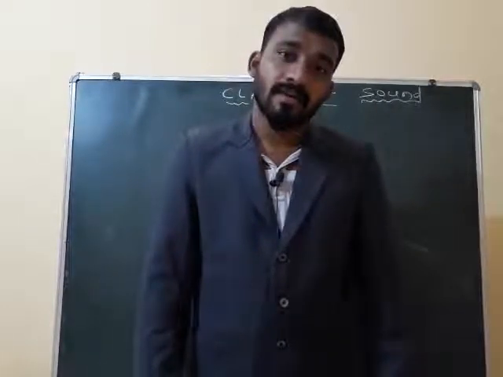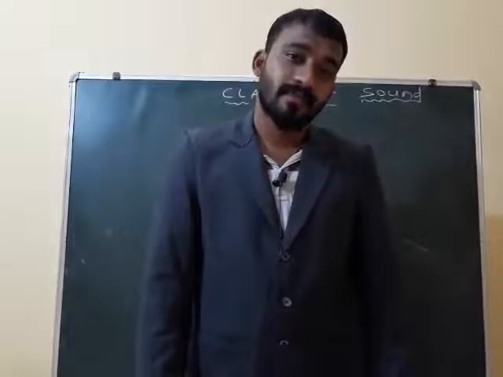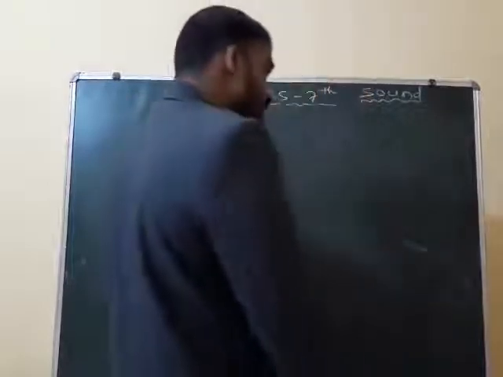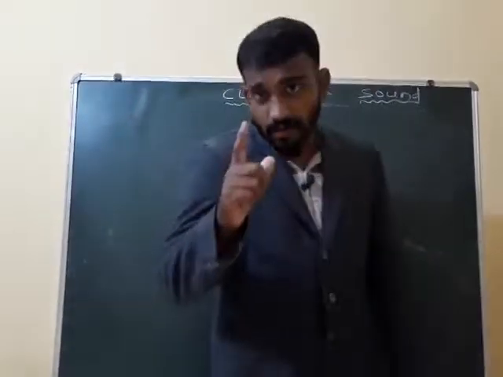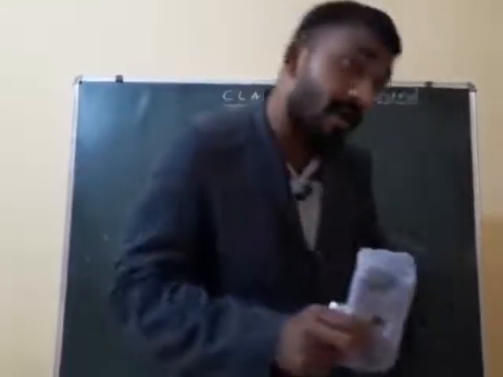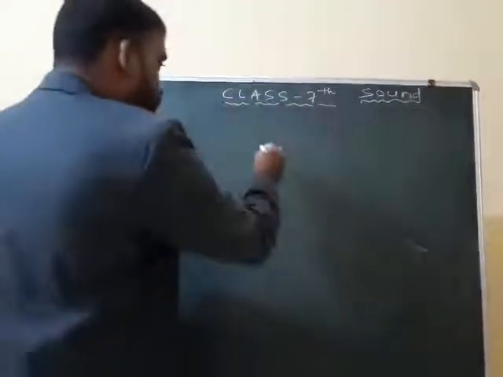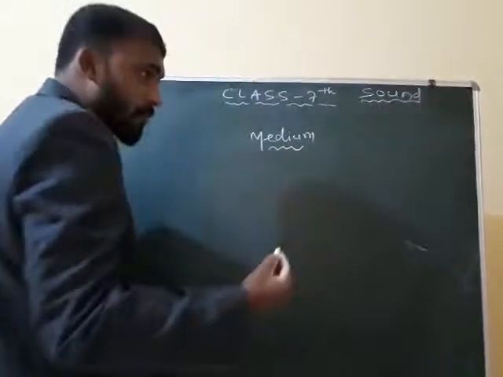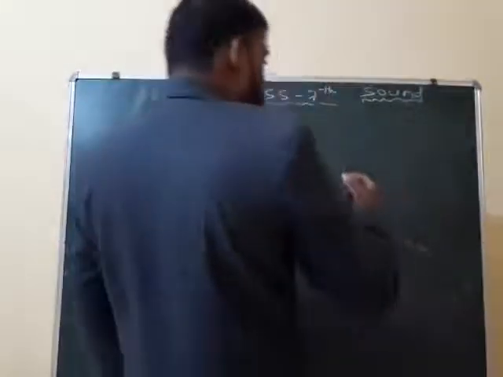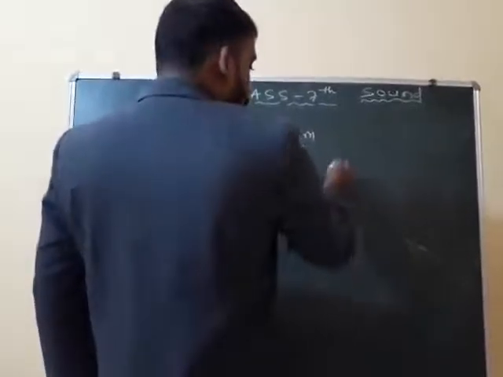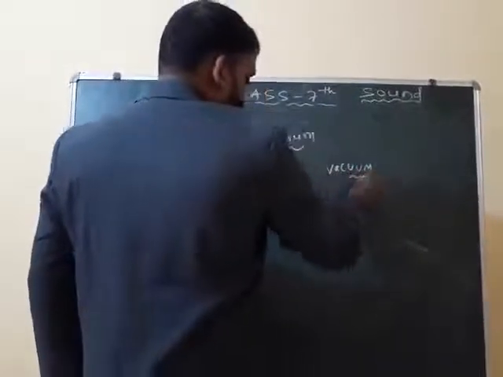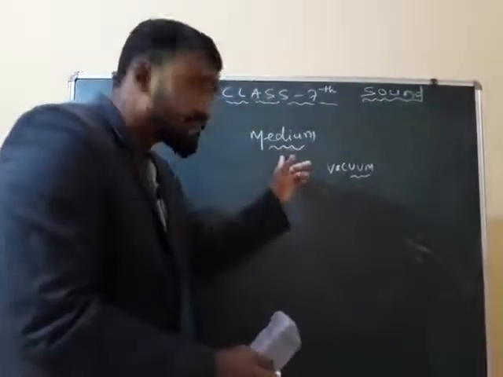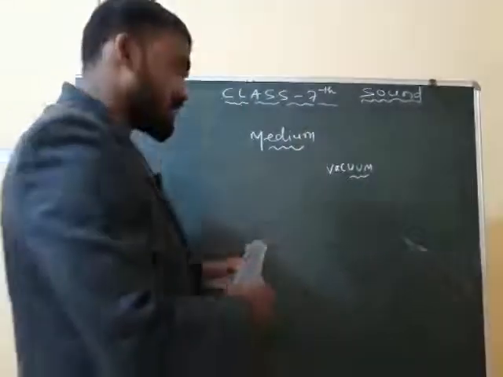Today we will read about echo and numericals related to echo. So sound needs a material medium for its propagation, which means without a material medium sound cannot travel from one place to another place. So sound needs what? A medium for its propagation. And you know that sound cannot travel through vacuum. So sound needs a material medium for its propagation.